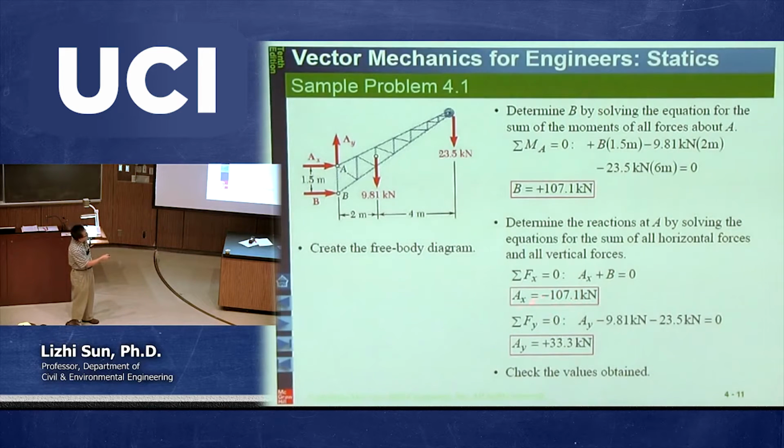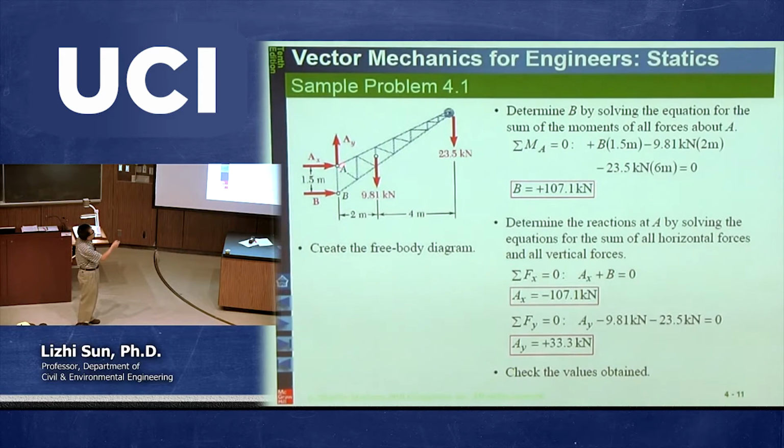Actually, later on we'll show you, right? In fact, you find out that AX equals negative 107. What that means is the magnitude is still 107.1 kilonewton, but the direction, in fact, is to the left. But this only occurs after you finish the calculation. Before then, you have no idea. Then it's really up to you to make an assumption.